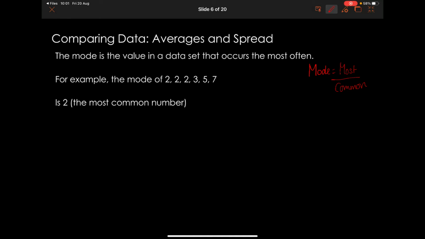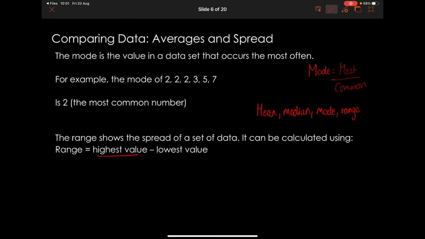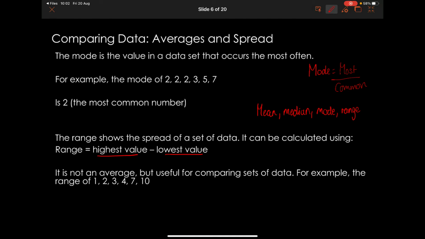And that's as simple as that really for the mode. Now the range shows the spread of the data. So these four that you need to remember: the mean, median, mode, and range. Now the range is not actually an average, it just shows the spread. It can be calculated by doing the highest value take away the lowest value. So it's not an average, but it's useful for comparing sets of data.